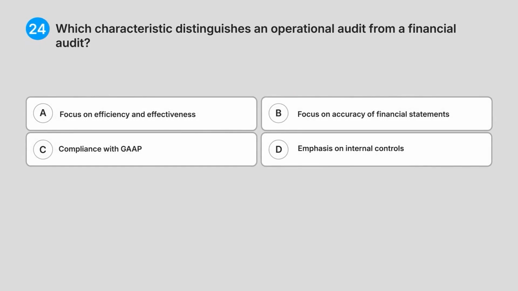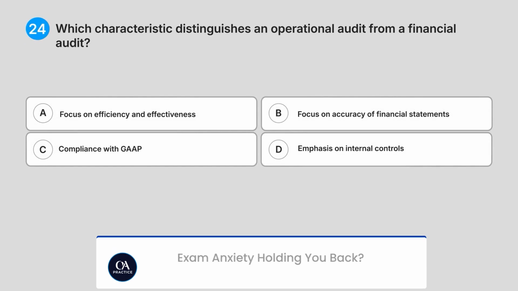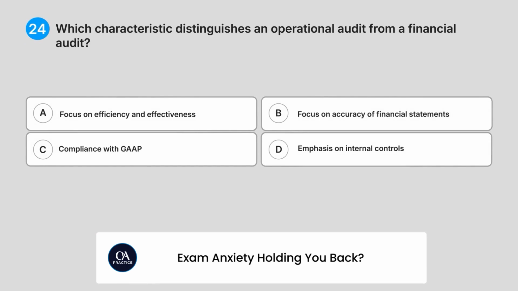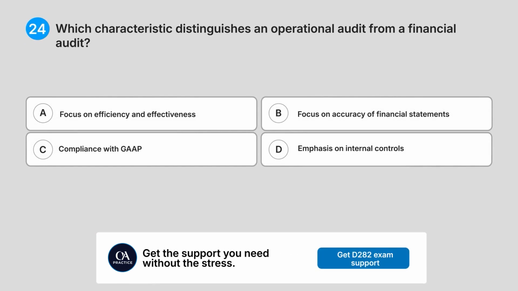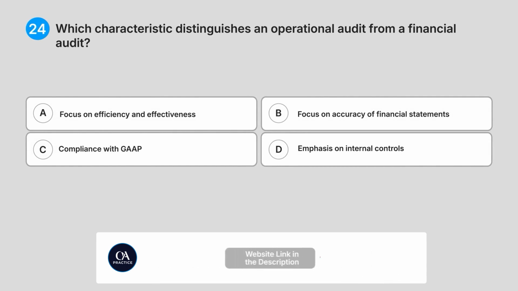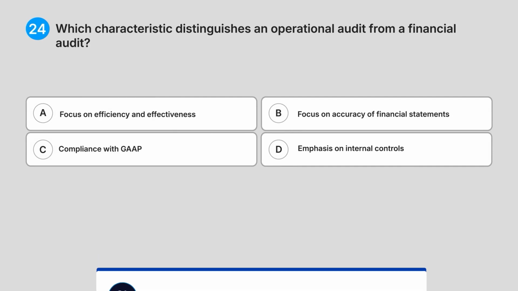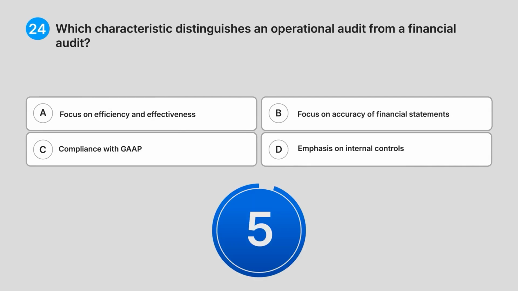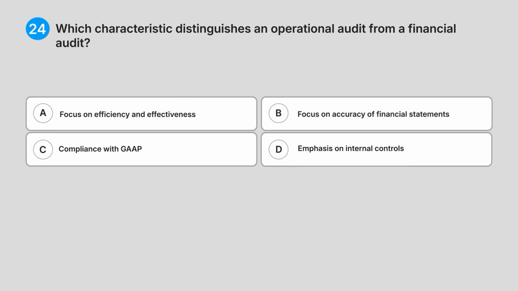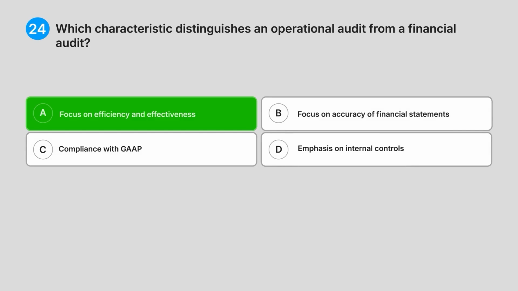24. Which characteristic distinguishes an operational audit from a financial audit? A. Focus on efficiency and effectiveness. B. Focus on accuracy of financial statements. C. Compliance with GAAP. D. Emphasis on internal controls. Can you guess the answer? Correct answer, A. Focus on efficiency and effectiveness.